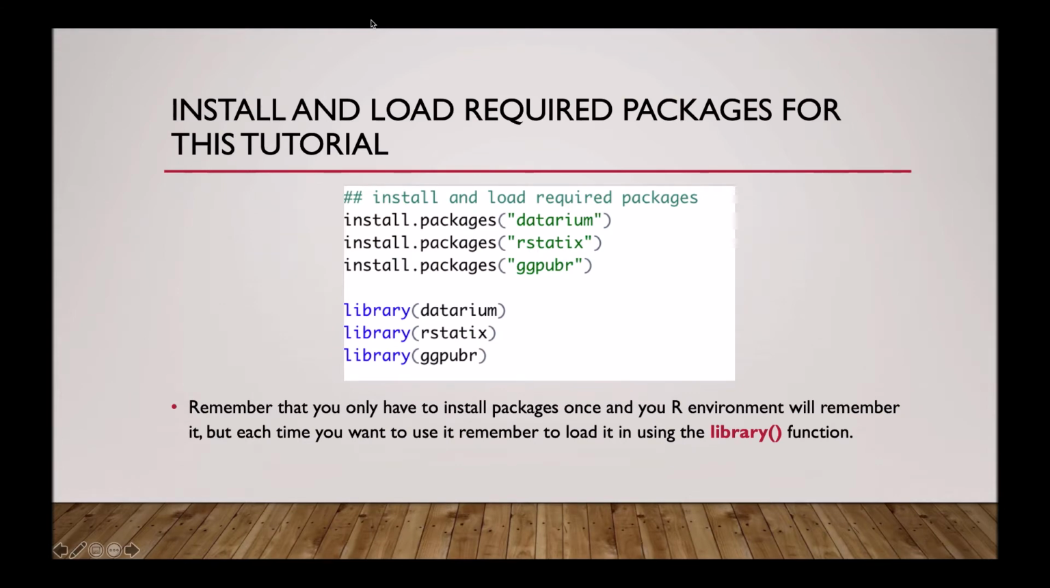So the first thing that we need to do is install and load the packages we need for this tutorial. We will use the datarium, rstatix and ggpubr packages. To install them, you can simply type install.packages and then in brackets and quotation marks the package name. And then to load them, you can type library and then in brackets the package name. Remember that if you've already installed a package, you do not need to reinstall it, as the R environment will remember it. But each time you do want to use a package, so for example, if you're starting a new script, you do need to load it in using the library function.